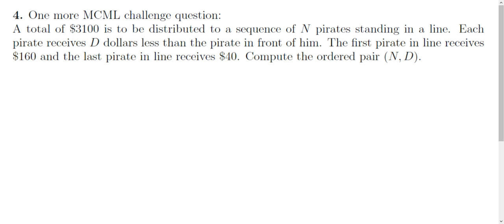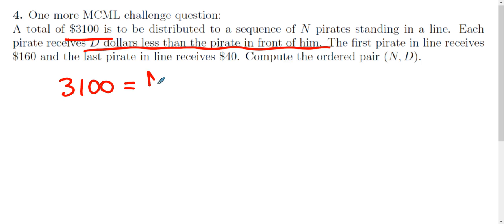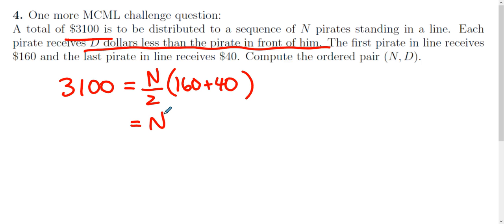How'd this one go? Hopefully this went pretty well. We know that $3,100 is to be distributed to a bunch of pirates in arithmetic sequence, right? Because every pirate receives d less than the pirate in front. So the sum of an arithmetic sequence is n over 2 times the first plus the last. Well, that's the first and that's the last. Right? So this tells us how many pirates there are, right? Because this is 200 divided by 2 is 100, so there are 31 pirates.